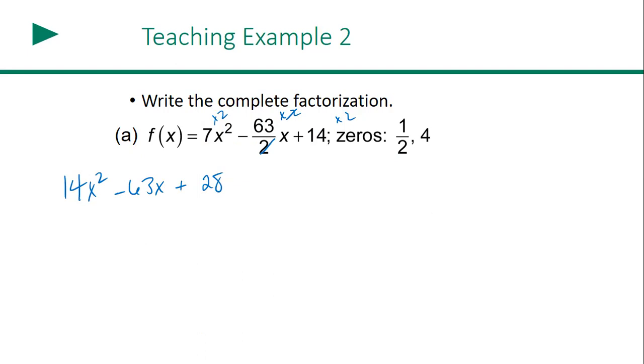Okay, so now I'm here. When I look at these numbers, do they have a GCF? Can I factor anything out? Do they have anything in common? 7. Each one of these is divisible by 7, correct? So this reduces down to 7 times 2x squared minus 9x plus 4. So for the quadratic formula, this is your A, this is your B, this is your C.